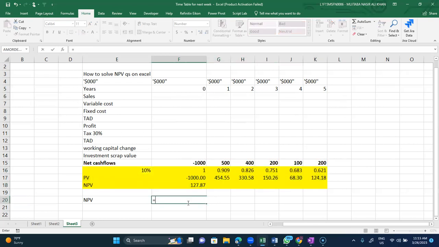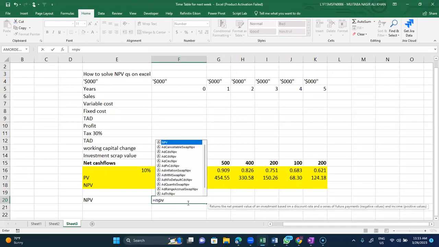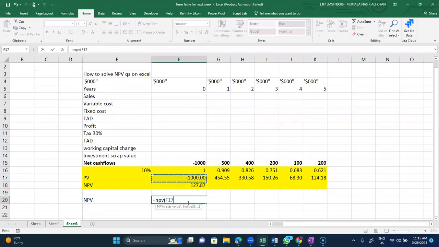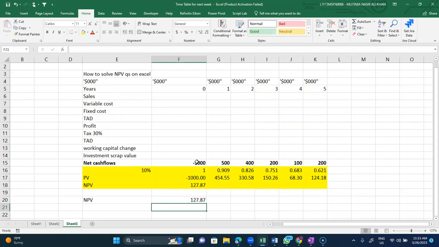So why is there a need of doing so many steps if I can simply write one formula: equal to NPV, bracket start, rate 10%, comma, select all cash flows from year 1 onwards, plus the initial investment. Why plus? The initial investment will always be deducted. The initial investment is a negative number. That's why I'm adding it. Otherwise, it must be deducted. The answer is 127.87. That's how you will calculate NPV on Excel.